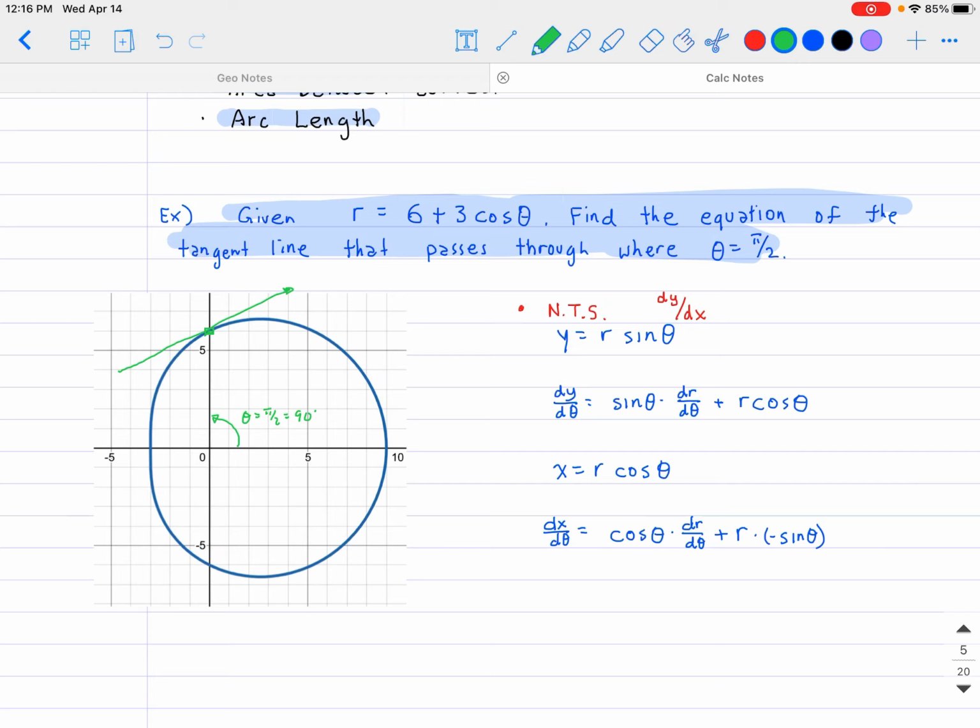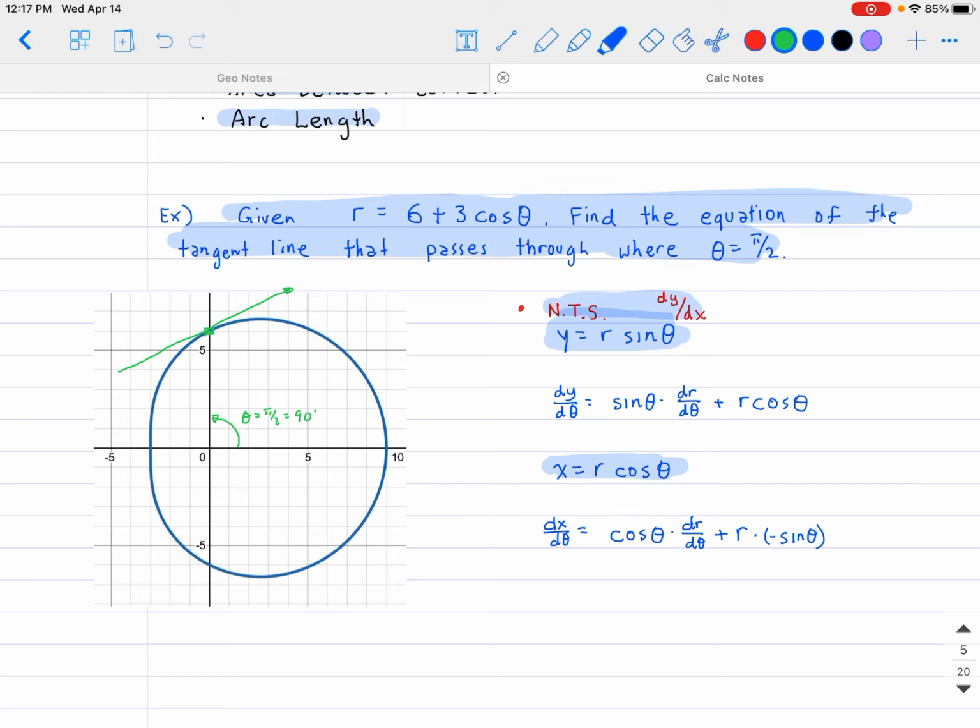Thinking about Calc 1, I need to solve for dy dx, because that is what the slope is always represented as. Now, keep in mind that we're in polar form, so we know the following. r times sine of theta is equal to y, and x is equal to r cosine of theta. With those two equations, I need to solve for dy dx.